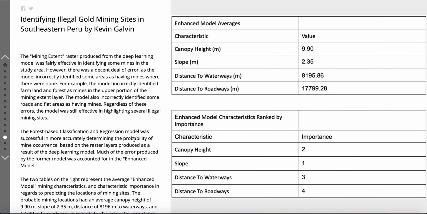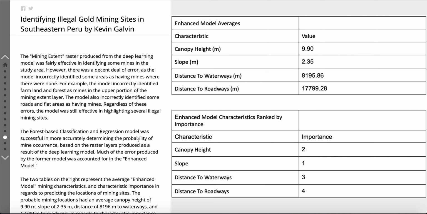In conclusion, I found that the deep learning model was fairly accurate in determining mine location. However, the enhanced model produced even better results through the probability of mine occurrence based on the raster layers produced from my study area. The two tables on the right represent the average mining characteristic values and their importance in predicting mining location ranked. I found that these mines are typically amidst dense canopy cover, on flat ground, and with ready access to road and waterways.